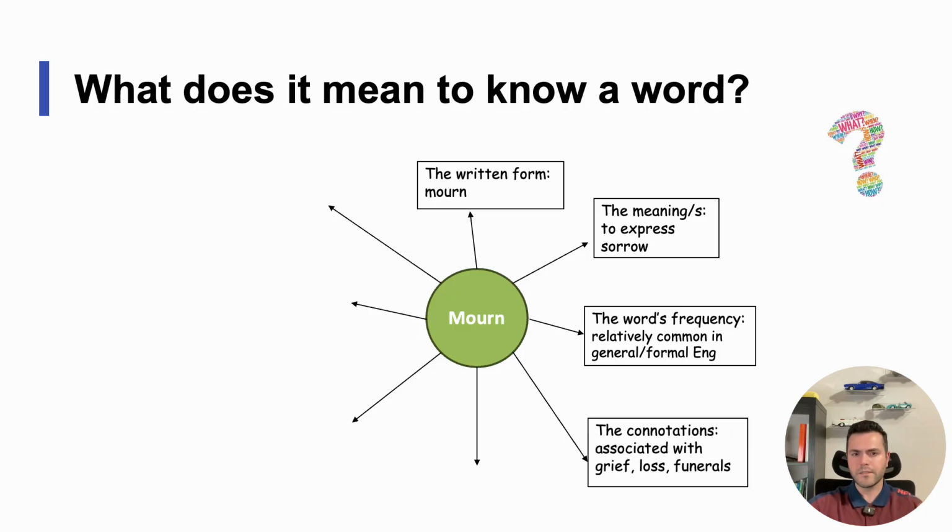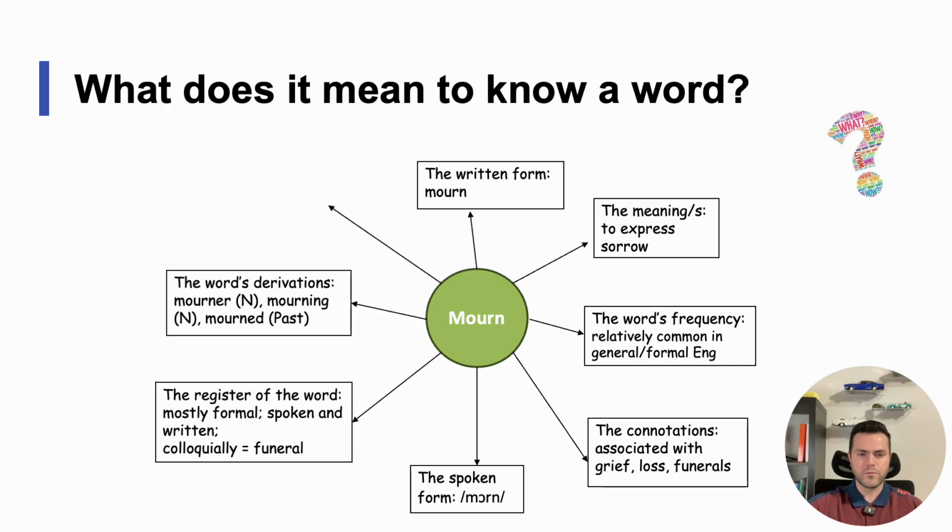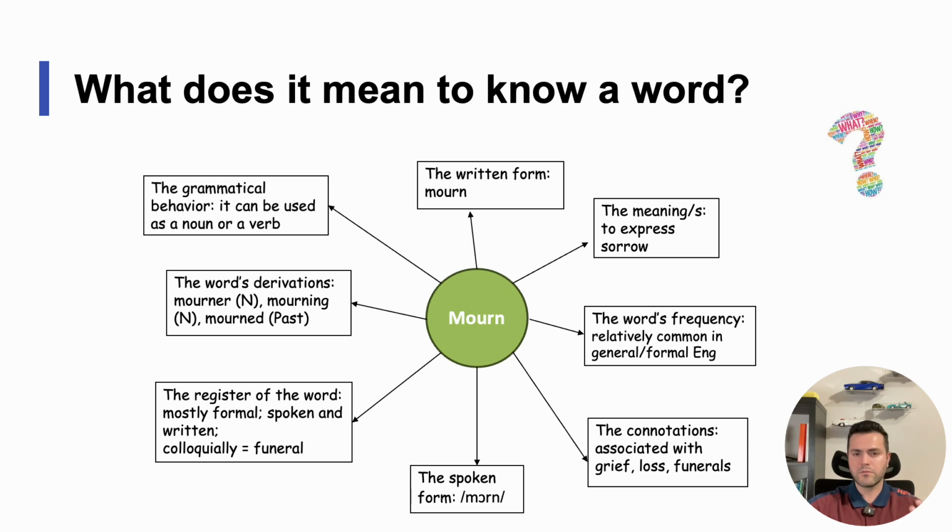Then there is connotation, like what kind of association the word carries. For example, mourn is strongly linked to grief, loss, and funerals. You also need to be aware of the register. Is it formal, informal, spoken, written, or used more in specific contexts? There is also the grammatical behavior of the word. Is it used as a verb, noun, or both? And finally, word family or derivations like mourner, mourning, or mourned. So again, when we talk about vocabulary knowledge, we're talking about a complex, multi-layered understanding, not just definitions.